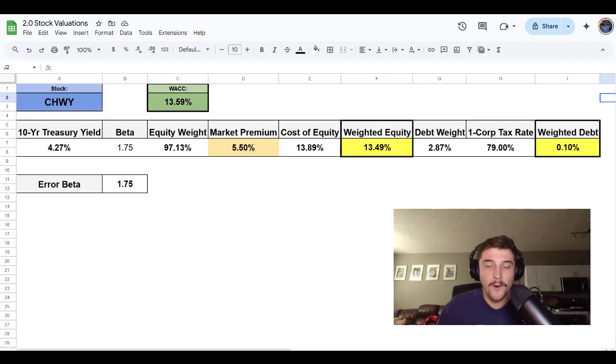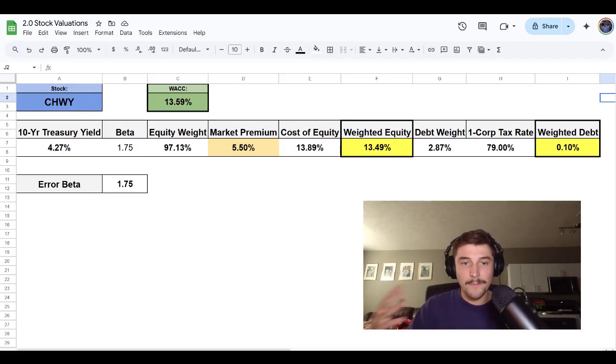And like I said before, newer, riskier companies such as Palantir are going to require higher growth to account for all of the risk that you're taking. And vice versa, more established companies with predictable cash flows, such as Campbell's Soup, will have lower WACCs, which means you're willing to accept a lower return because you're taking less risk.